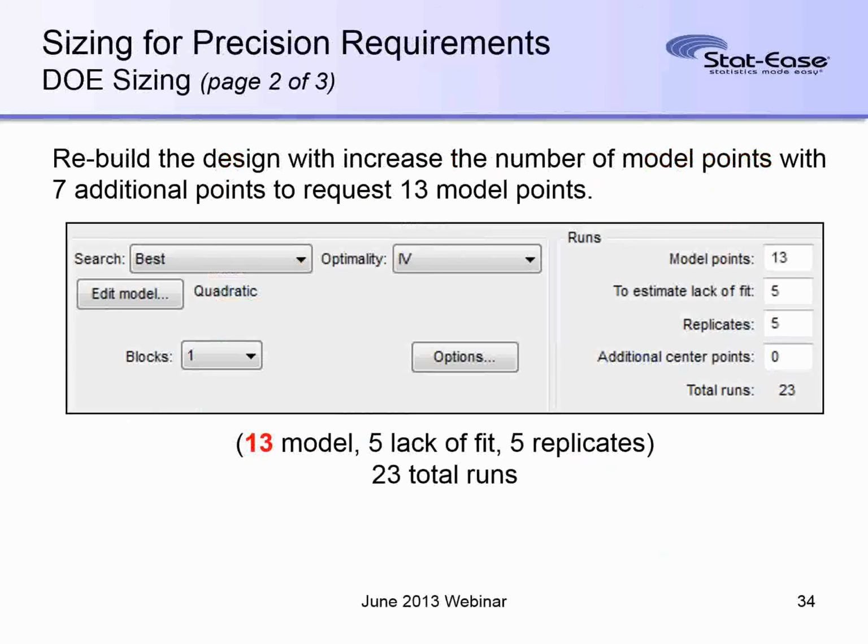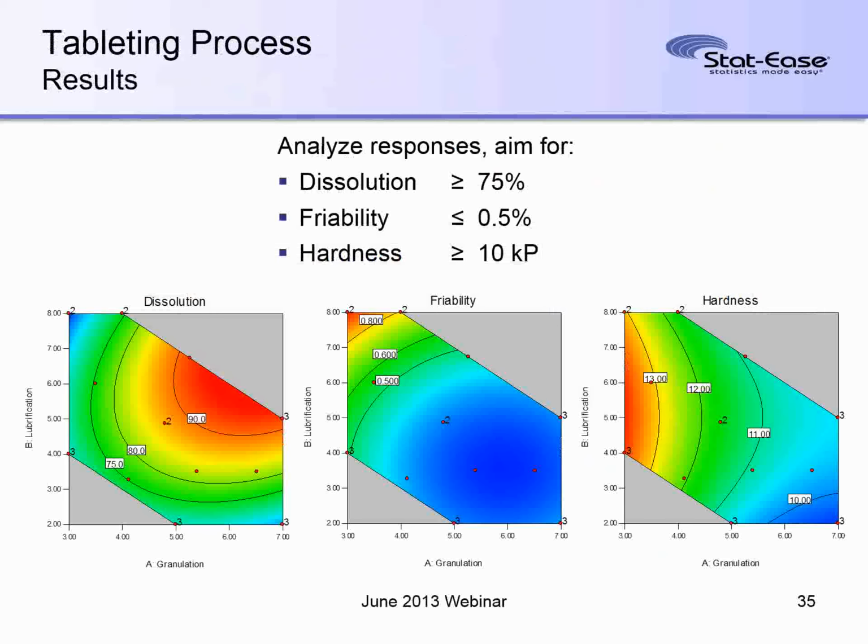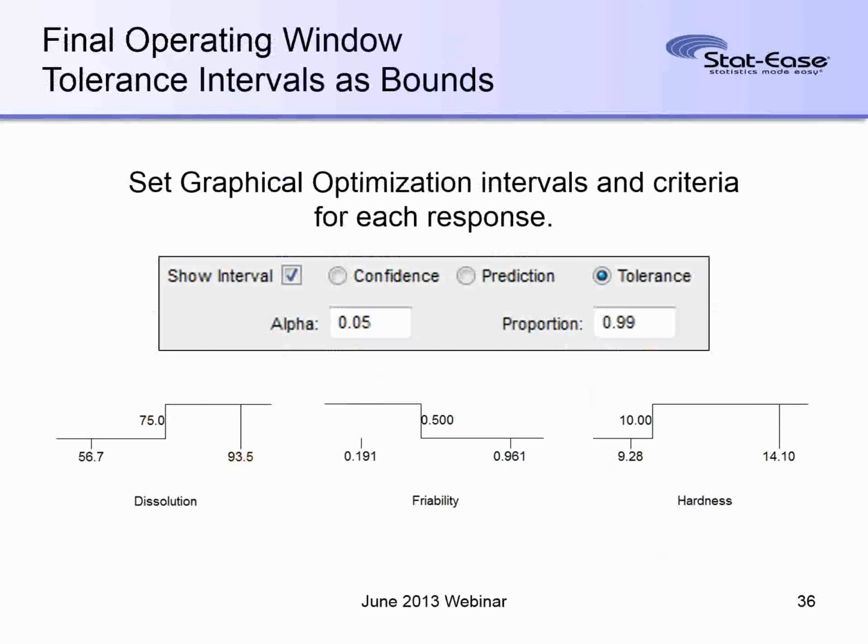So we build this design and run it and do the analysis, and our outputs would look something like these graphs. And it certainly looks like, based upon the contour plots that I'm looking at, we have available solution space. There's places where everything crosses over. The tool in Design-Expert that we use for this is the graphical optimization. It lets us find the sweet spots.